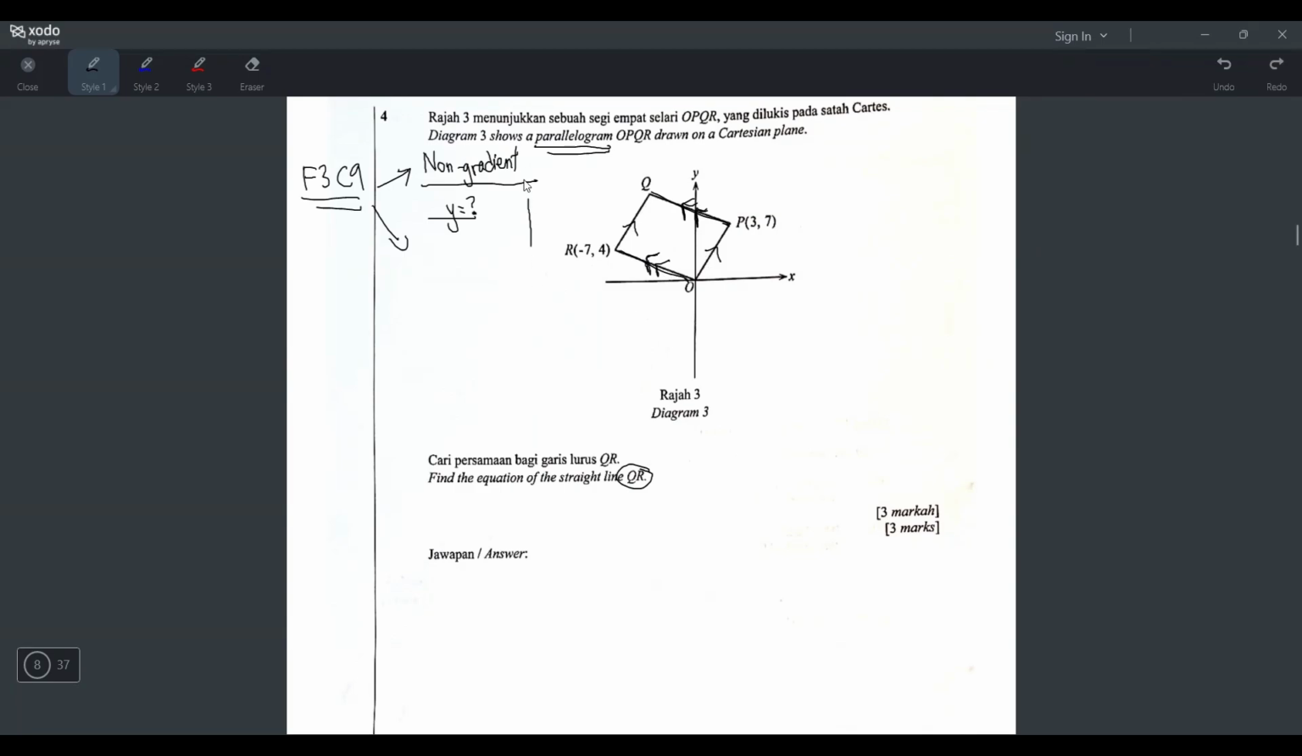If it's completely straight, vertical like this, then the equation will be x equals a number, because the line will cut the x-axis. If it cuts at 7, then x equals 7. If it cuts at 5, then x equals 5. So this one is for non-gradient lines.